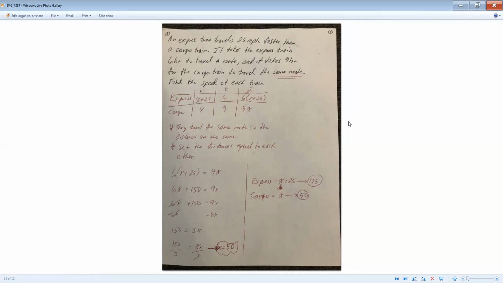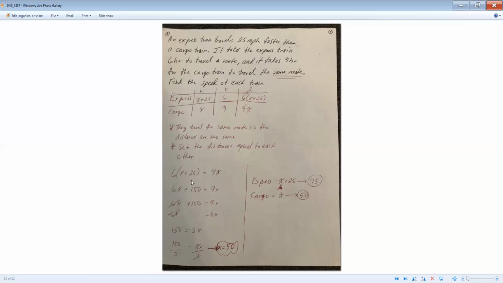So we know the express is 25 miles per hour faster than the cargo. So the express would be x plus 25, the cargo would be x. The express train only takes 6 hours when the cargo takes 9 hours. So we multiply those together to get the representation for the distance of each: 6 times (x plus 25), 9 times x. They travel the same route, so that means the distances are the same. So we set those distances equal to each other: 6 times (x plus 25) equal to 9x.